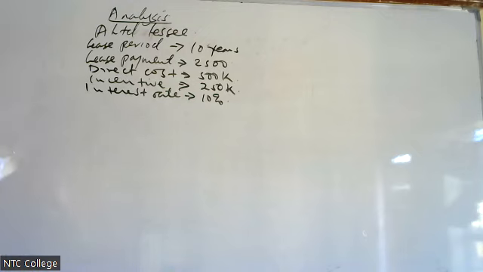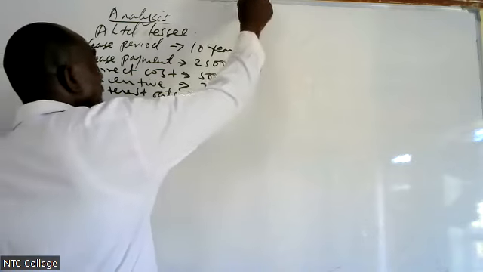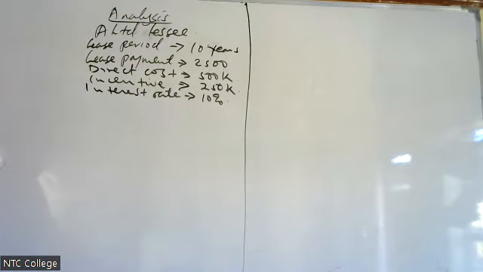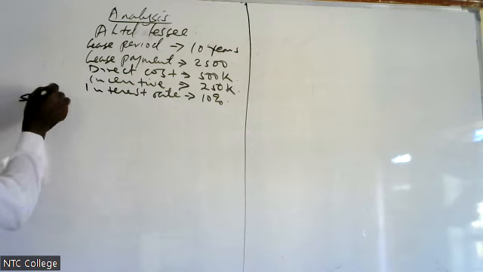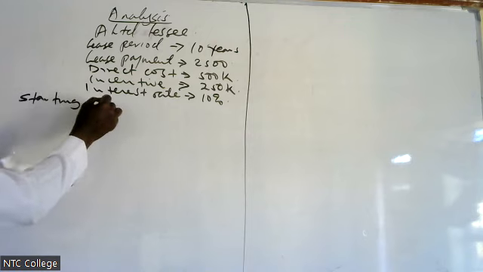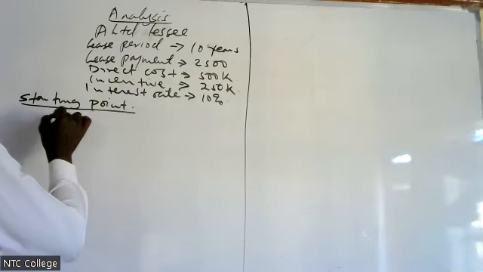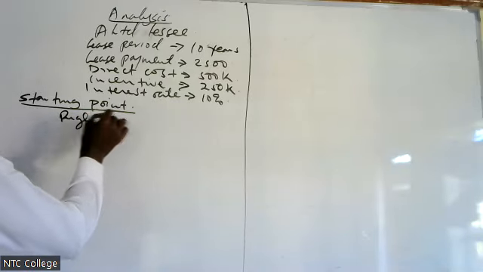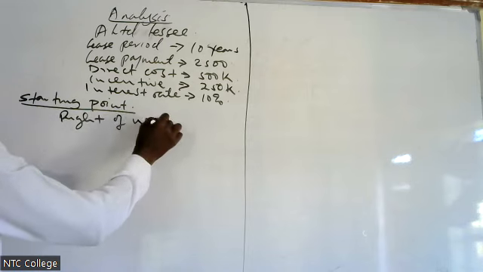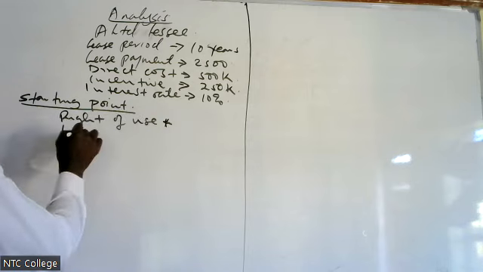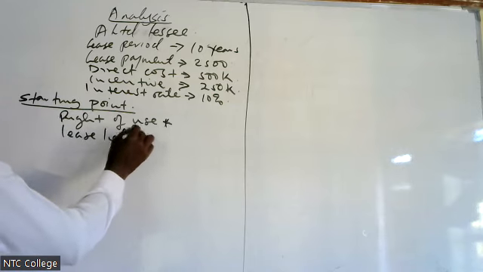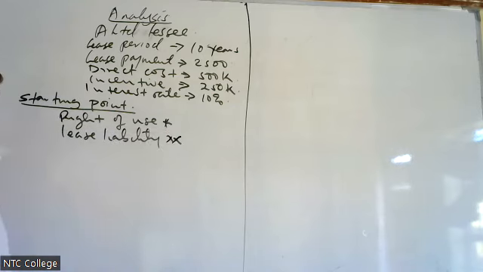Now, where do we start exactly? In such a scenario, you need to give me what we call the lease liability. Starting point, that is on initial recognition. You need to give me the right of use and the lease liability. But of course, we begin with the lease liability.